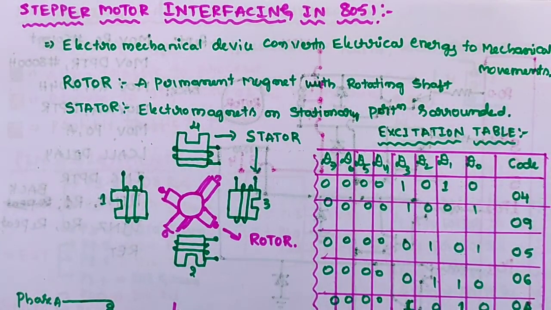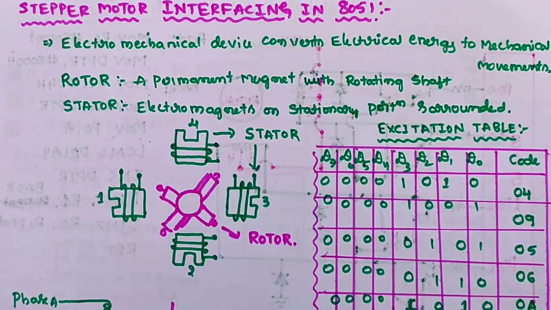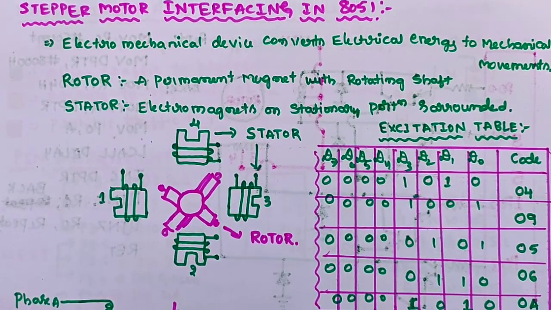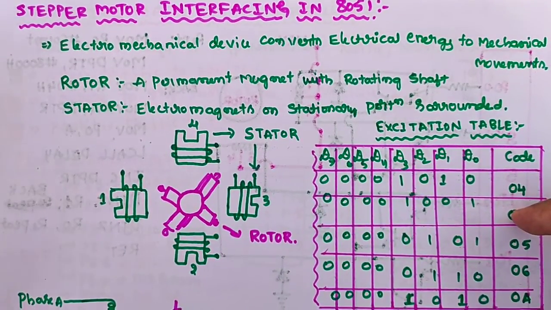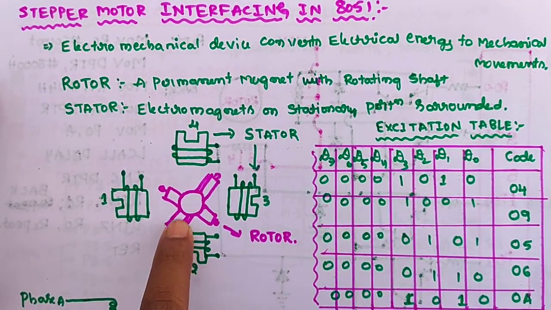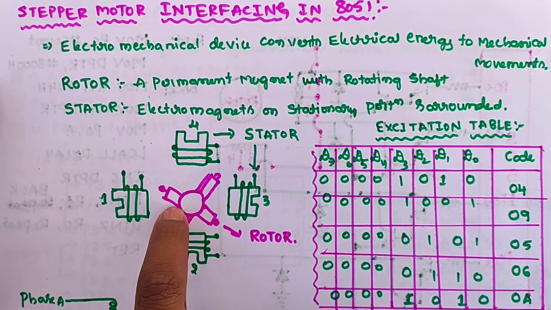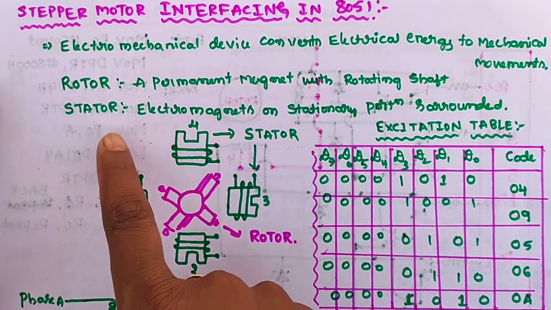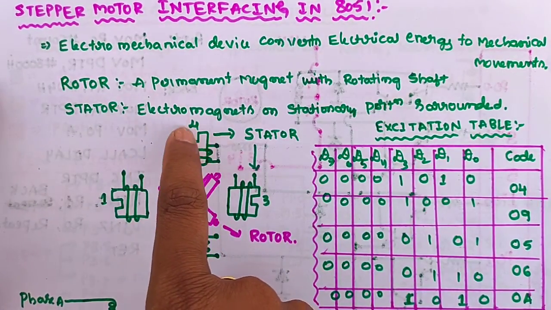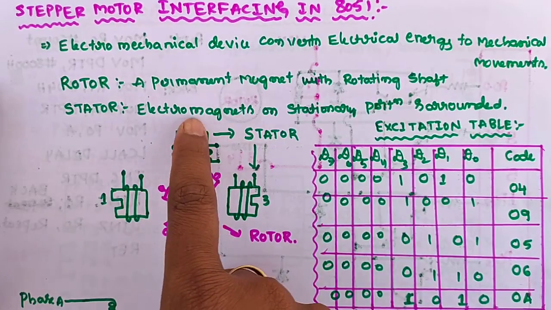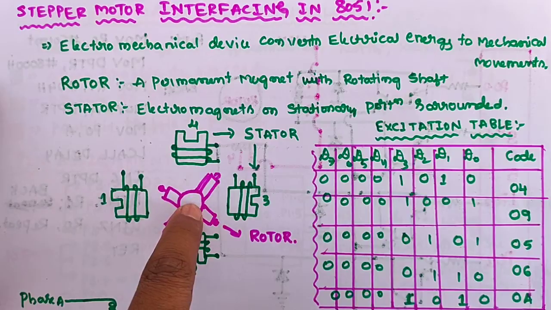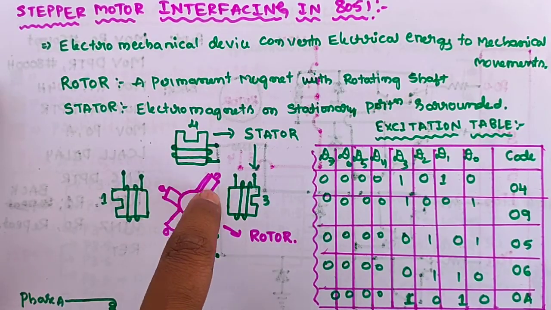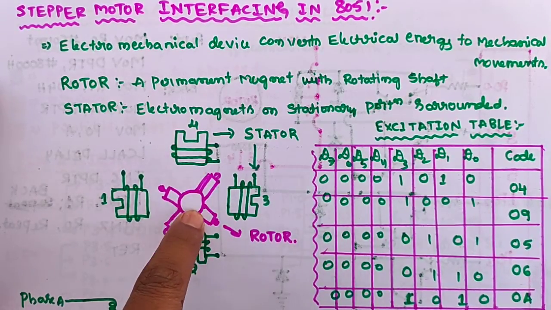So the rotor is nothing but a permanent magnet which rotates the shaft, and in this figure we can see that this is a rotor, a permanent magnet which has north and south poles, and the stator is nothing but some electromagnets in stationary positions. These won't rotate; the rotation is done only by the rotor.